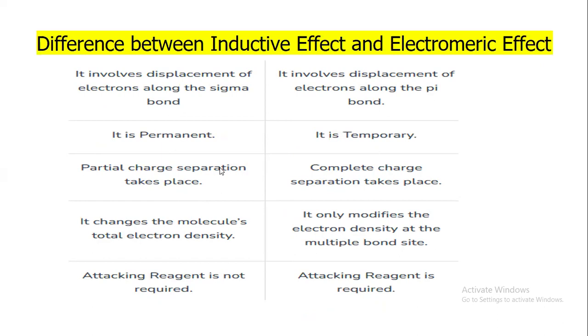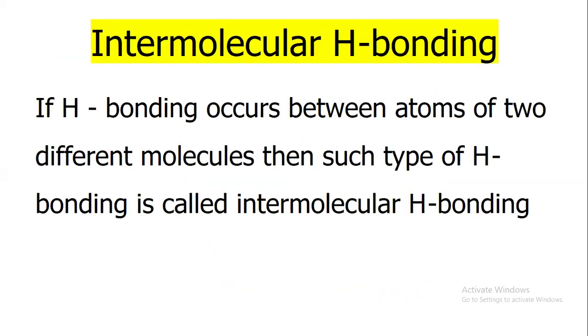Inductive effect and electromeric effect. Inductive effect involves the displacement of electrons along the sigma bonds. Electromeric effect involves displacement of electrons along the pi bonds. Inductive effect is permanent; electromeric effect is temporary. In inductive effect, partial charge separation takes place. In electromeric effect, complete charge separation takes place. Inductive effect changes the molecule's total electron density. Electromeric effect only modifies the electron density at the multiple bond site. For inductive effect, an attacking reagent is not required. For electromeric effect, an attacking reagent is required. Hydrogen bonding.